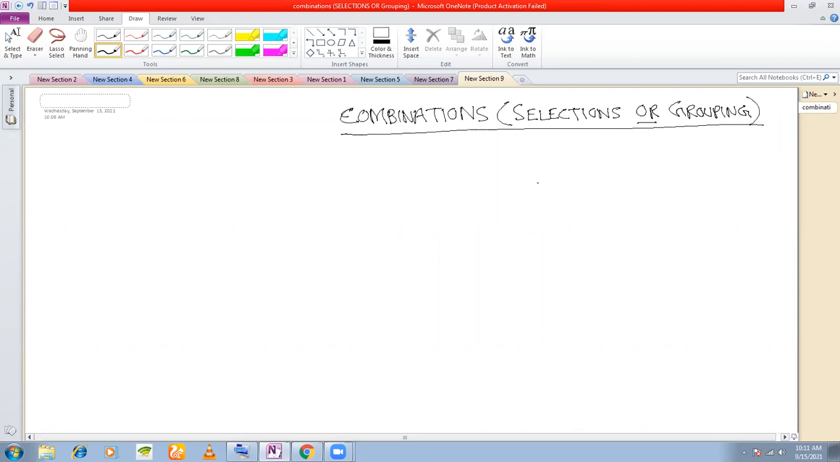Okay. Now we'll understand what the concept of combination is. Let us say I have 3 persons. For simplicity's sake, let's take 3. In how many ways can I arrange them, taken 2 at a time?